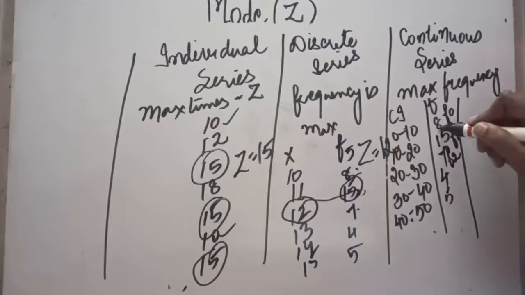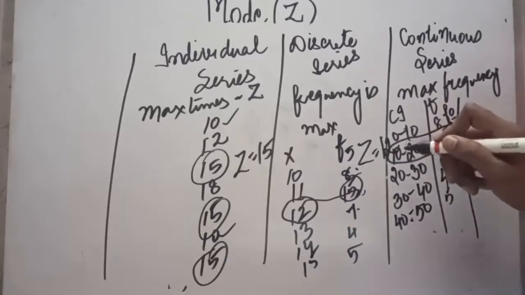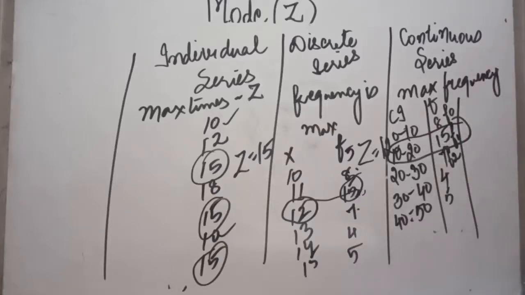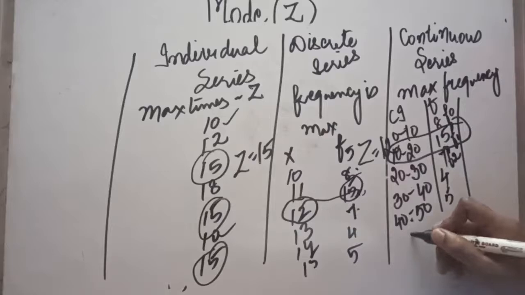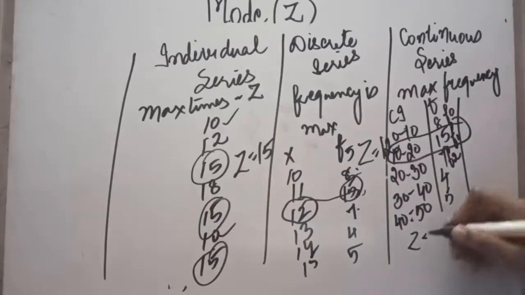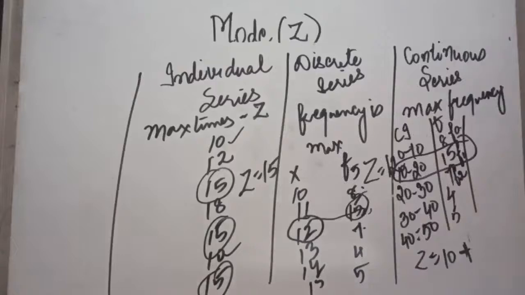Now where the maximum item is lying, we will write that mode appears in the 10 to 20 class interval, and that formula that I just wrote for the calculation of mode will be applied. Here the lower limit is 10. According to the formula, lower limit is 10 plus delta 1, 15 minus 8, that is 7, divided by delta 1 plus delta 2, where delta 2, f1 minus f2, is 15 minus 7, so it will be 7 plus 8, into 10. From here we will make the calculation and the final modal value can be calculated. So this is how the mode is calculated by the inspection method in individual series, discrete series and continuous series.